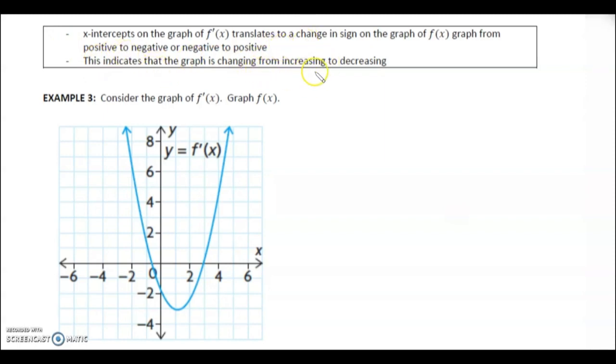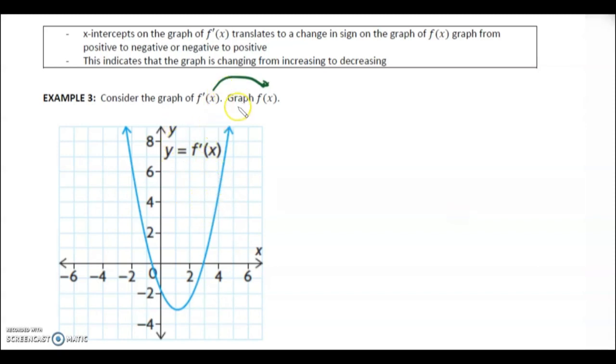Okay, so now what we're going to do is take a look at the graph of f prime at x, which we have right here. And we need to consider the graph of f at x. So we're going to talk about what's happening in this graph and then what would have happened in the original.